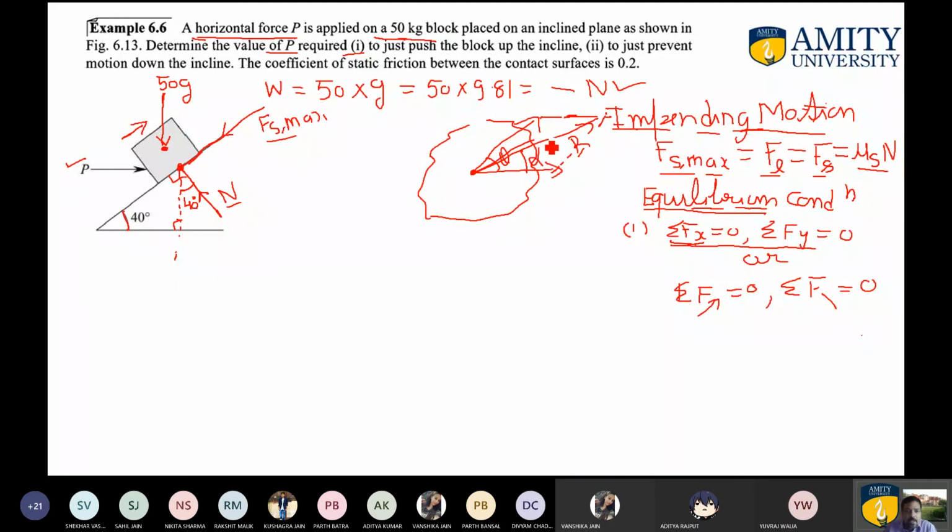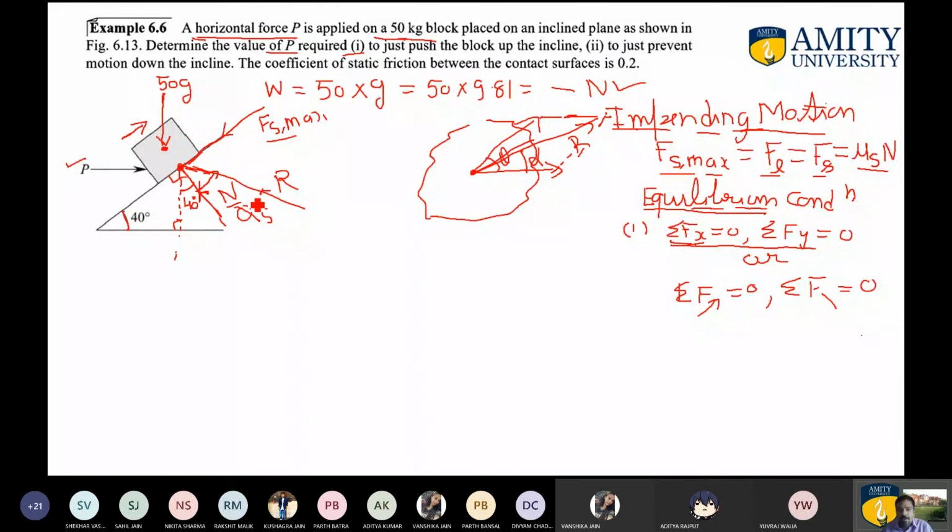Now what I'm going to do over here, one force is Fs max, another force is N. I'm going to find the resultant, as the resultant is in between these two forces. So I am marking this particular force as the resultant of these two. So Fs max and N can be replaced by this resultant force. Now if you recall the definition of the angle of friction, the angle of friction is nothing but the angle between the normal reaction and the resultant of normal reaction and limiting force of friction. So this particular angle is always defined as the angle of friction, represented by phi s.